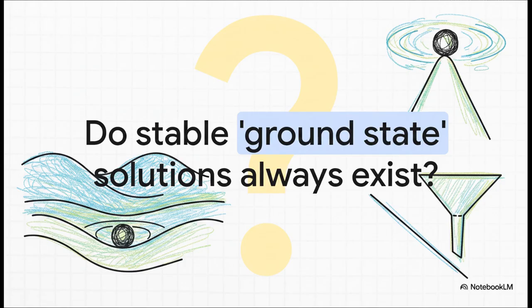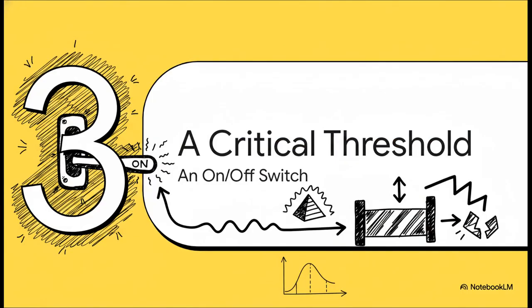And this brings us to the first huge question they're trying to answer. For this particular system they're looking at, do these stable ground states even exist? I mean, is there always a valley for that ball to settle into? Or could it be that sometimes a system is just fundamentally restless? And that brings us to section 3, because the answer, as it turns out, isn't a simple yes or no. It actually all hinges on a single tipping point, a kind of on-off switch for stability itself.